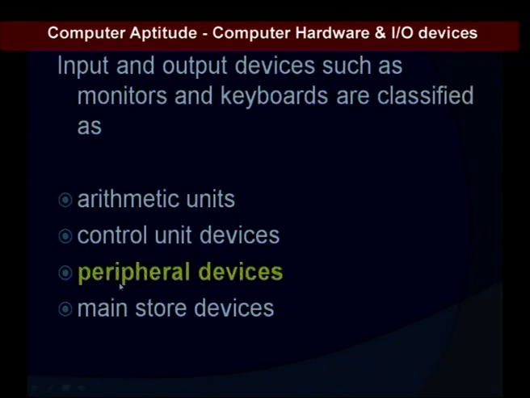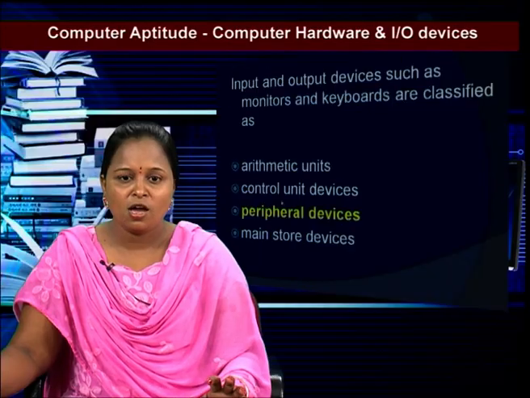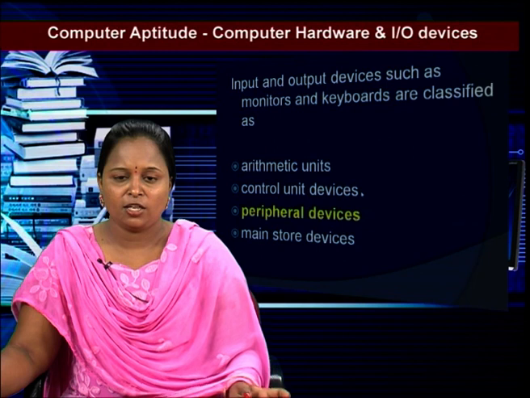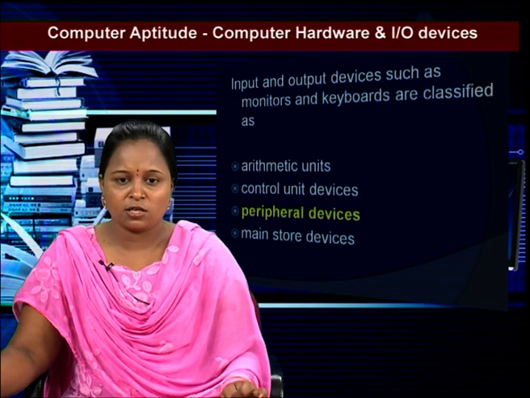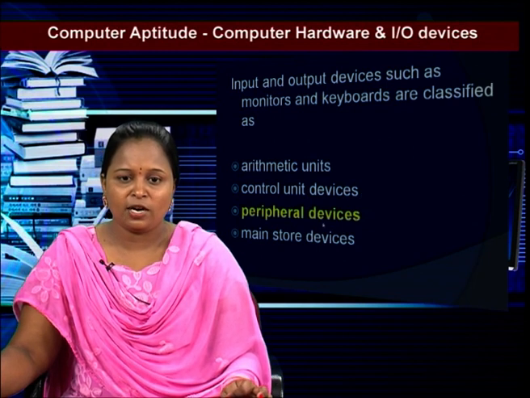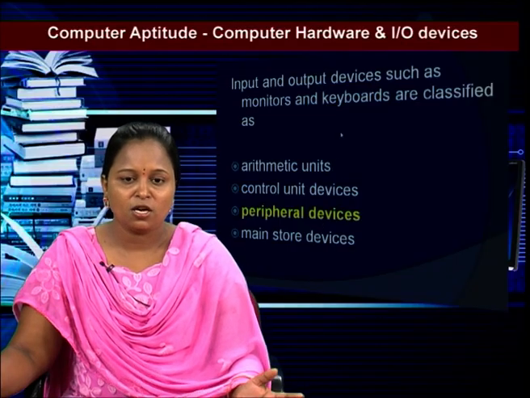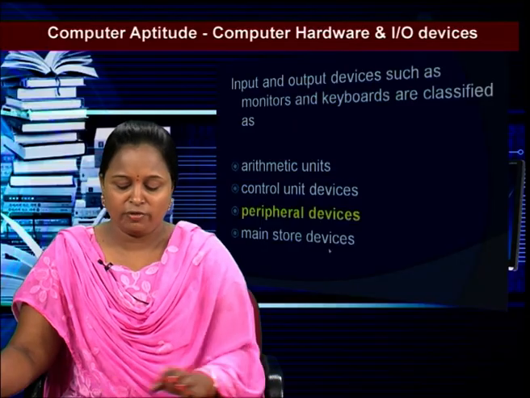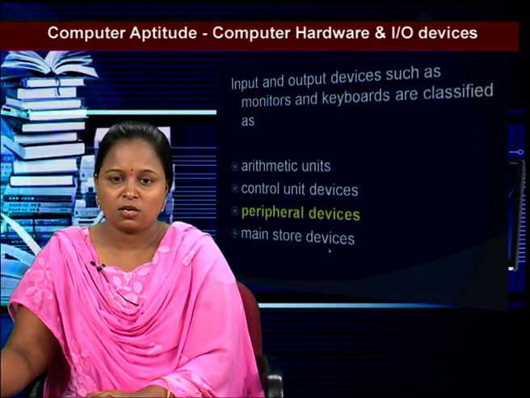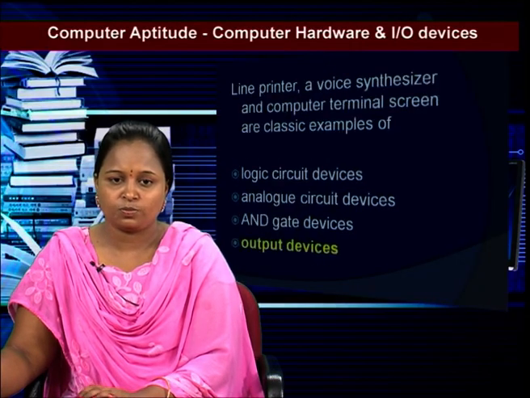Next, these two are the peripheral devices. The arithmetic unit only performs arithmetic operations. The control unit only performs controlling actions, based on instructions and processes. Peripheral devices are the keyboard and monitor, as I explained. Next, main store devices. The main store is part of the CPU.